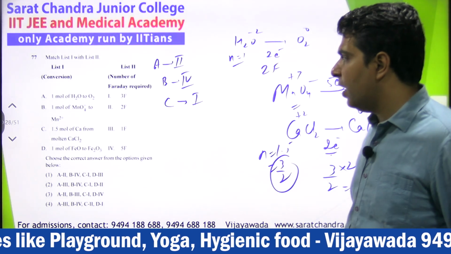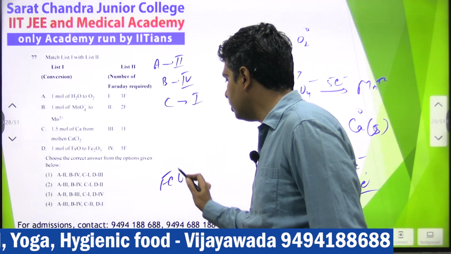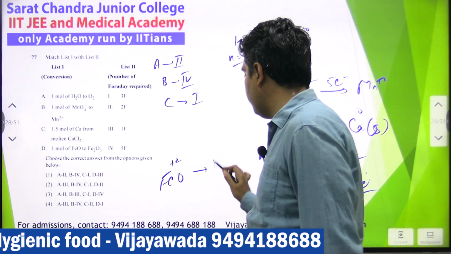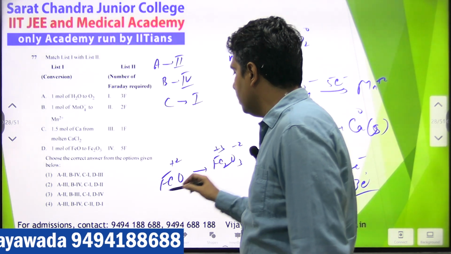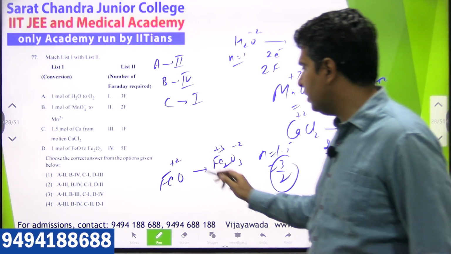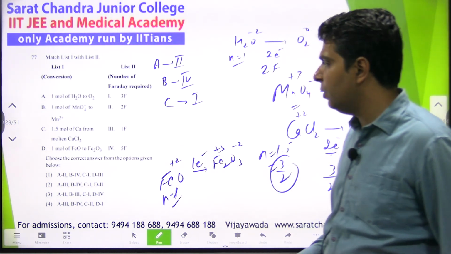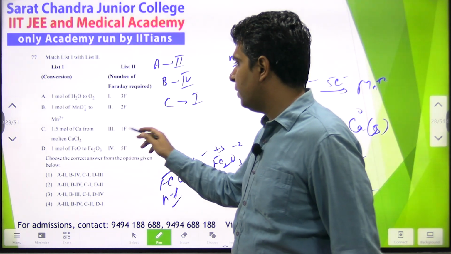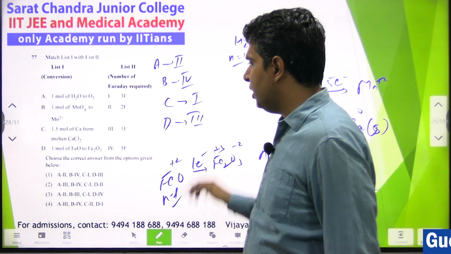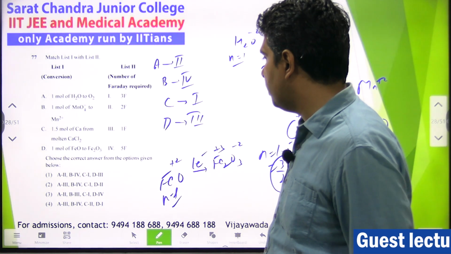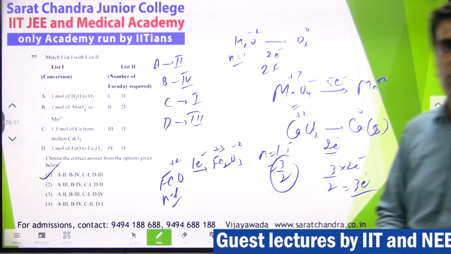So 1 mole of FeO to Fe2O3. In FeO, oxidation state of iron is +2. In Fe2O3, oxidation state of iron is +3. Iron is going from +2 to +3. There will be a change of 1 mole of electron for 1 mole of FeO. So 1 Faraday will be required. So D is corresponding to 3. So A is corresponding to 2, B is corresponding to 4, C is corresponding to 1, D is corresponding to 3. The answer will be the first option.